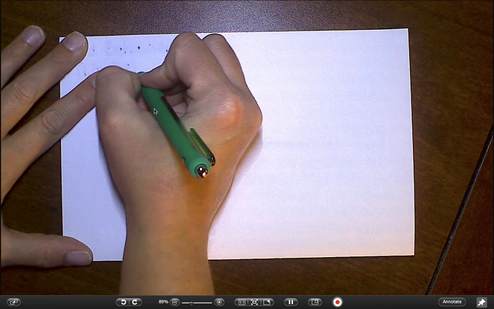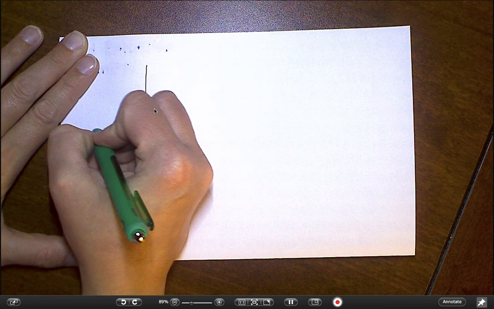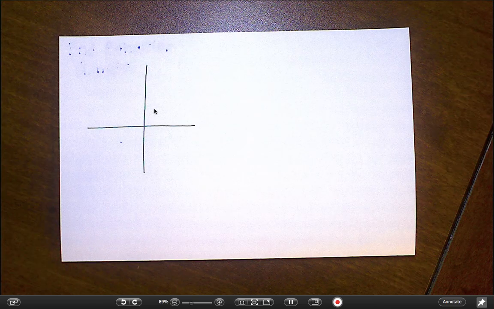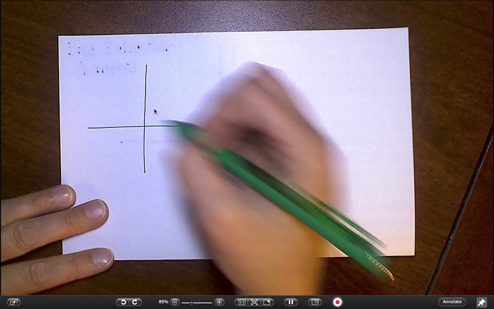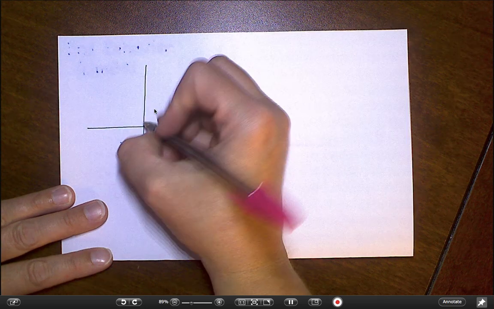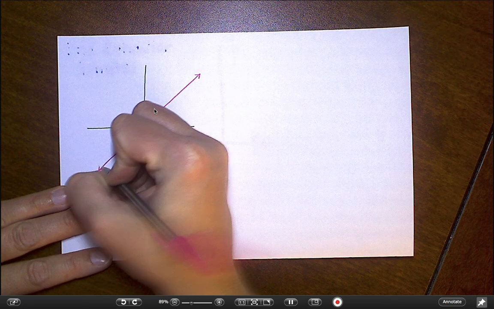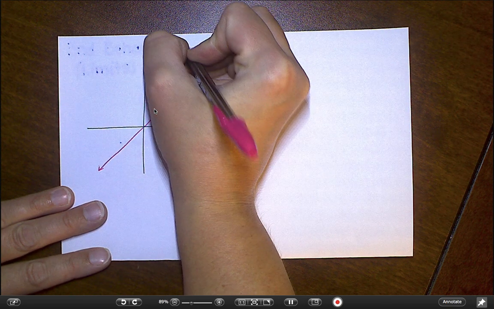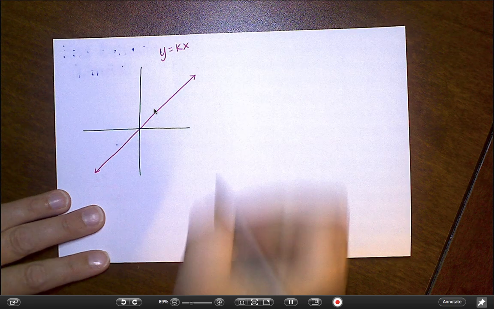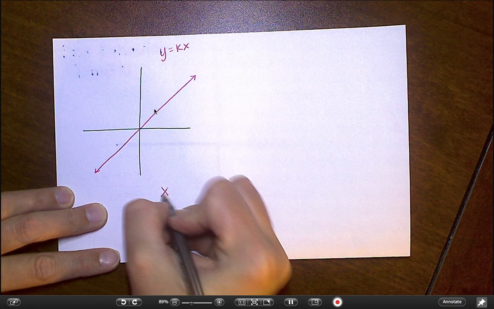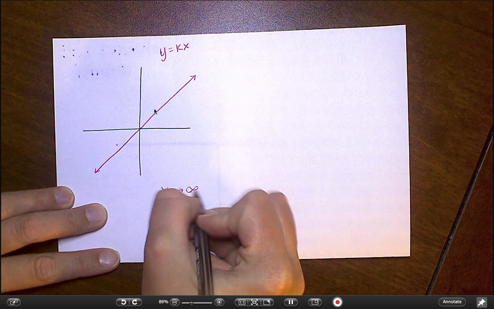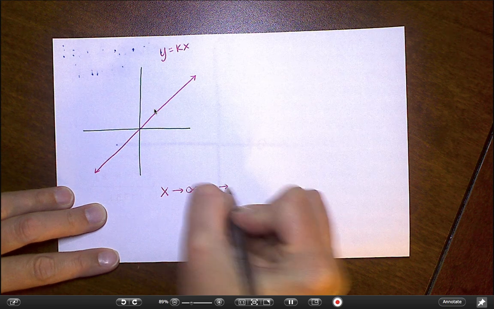I didn't think about the bleed through there. Sorry about that. Yeah, I'll just sketch a quick graph here. So let's look first at just the basic y equals k times x. So just a basic linear equation. And I am asking the question, when x goes to infinity, where is y going?